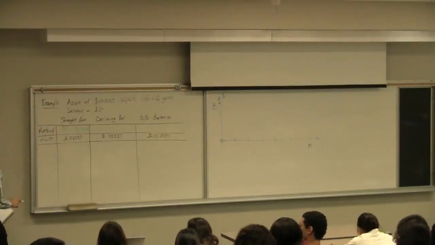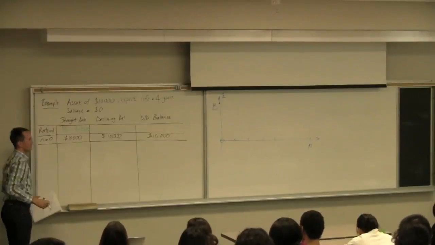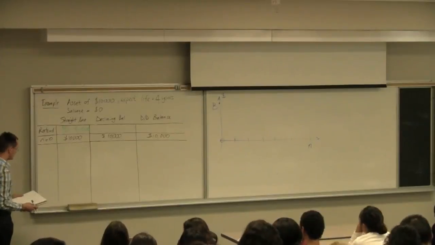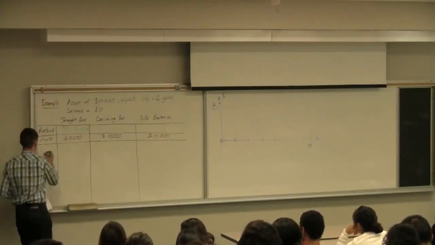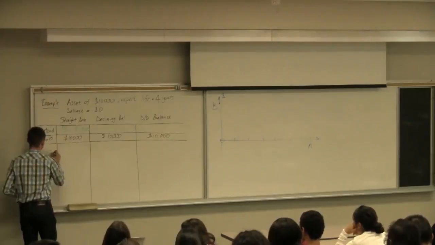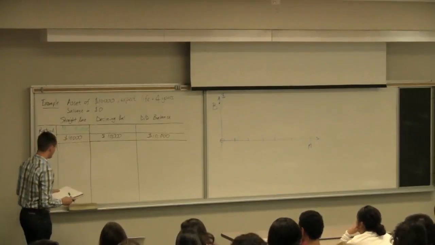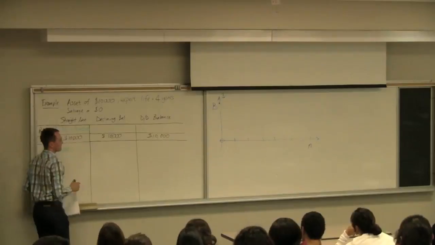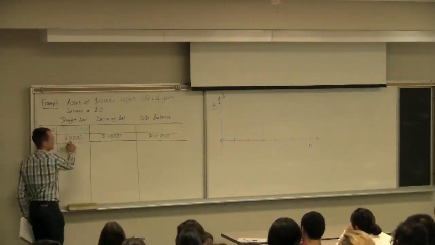So if at year zero, my book value is $10,000, that's the cost of installation and of the capital asset itself. The next year, N1, I get to depreciate that by $2,500, 25% of the original amount.